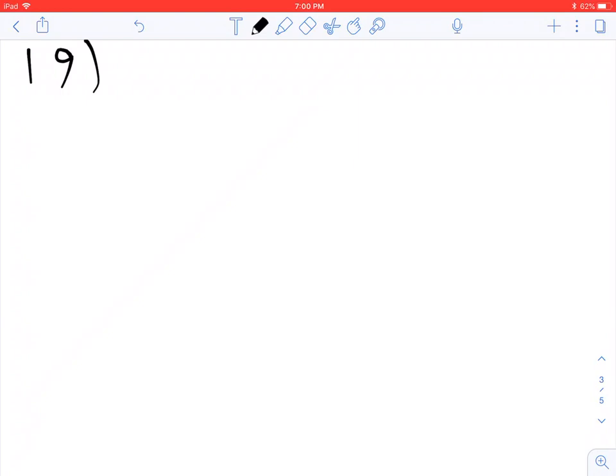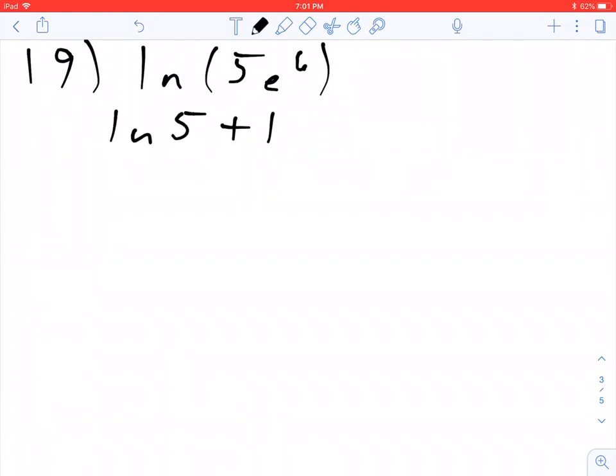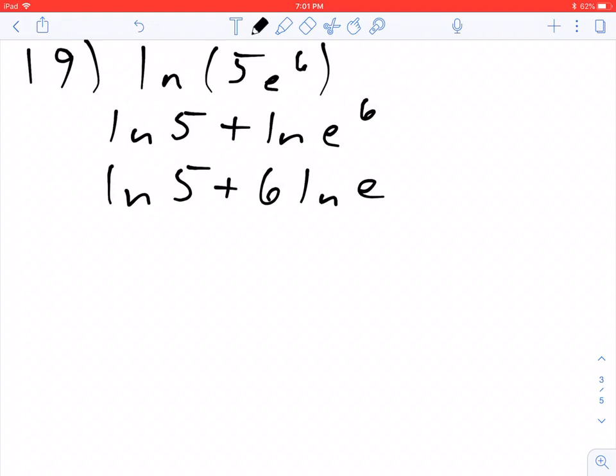Number 19 says natural log of 5e to the 6th. We're going to use the product property to break these up. So we're going to have natural log of 5 plus natural log of e to the 6th. Natural log of 5 is not going to change. Natural log of e to the 6th, the 6 is going to come down first, according to the power property.